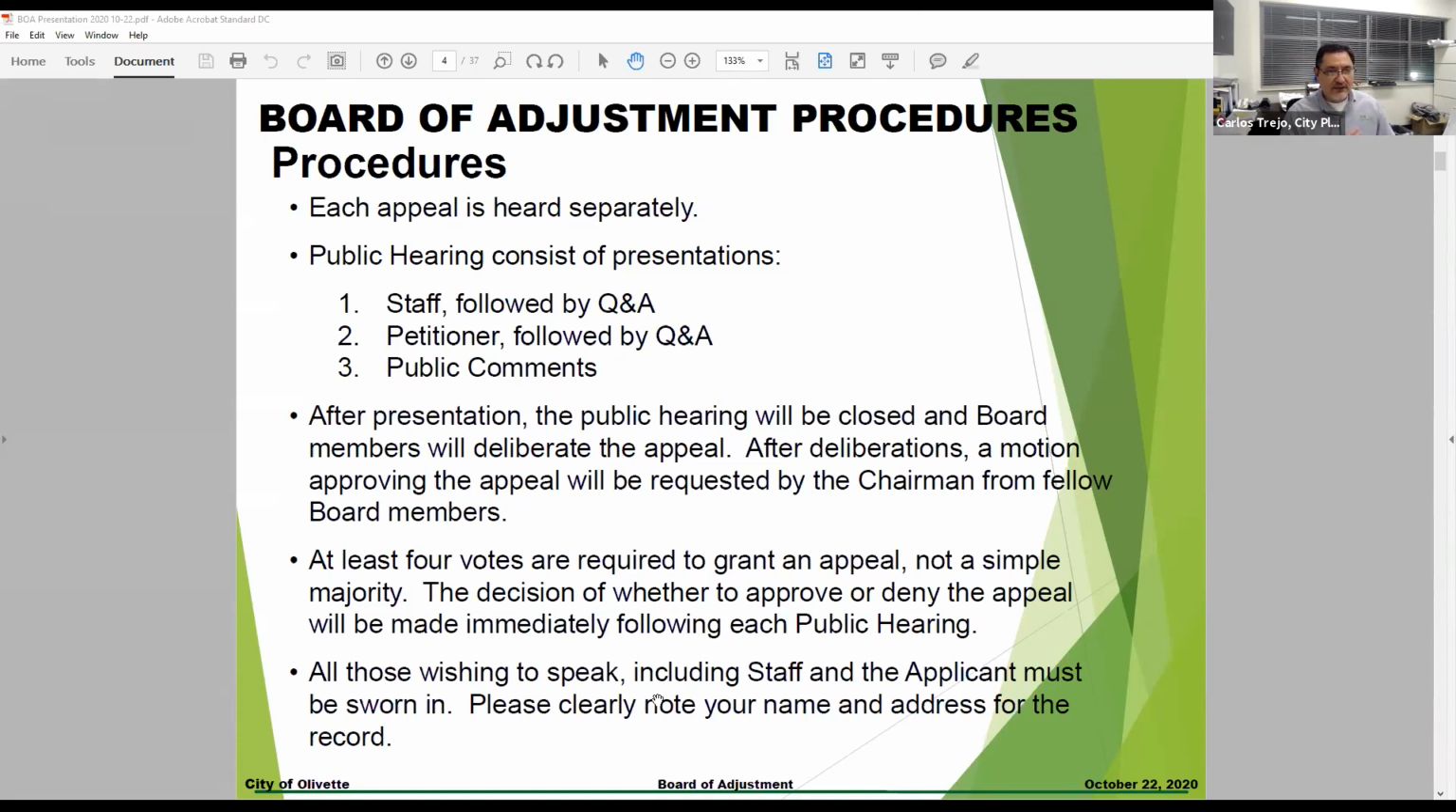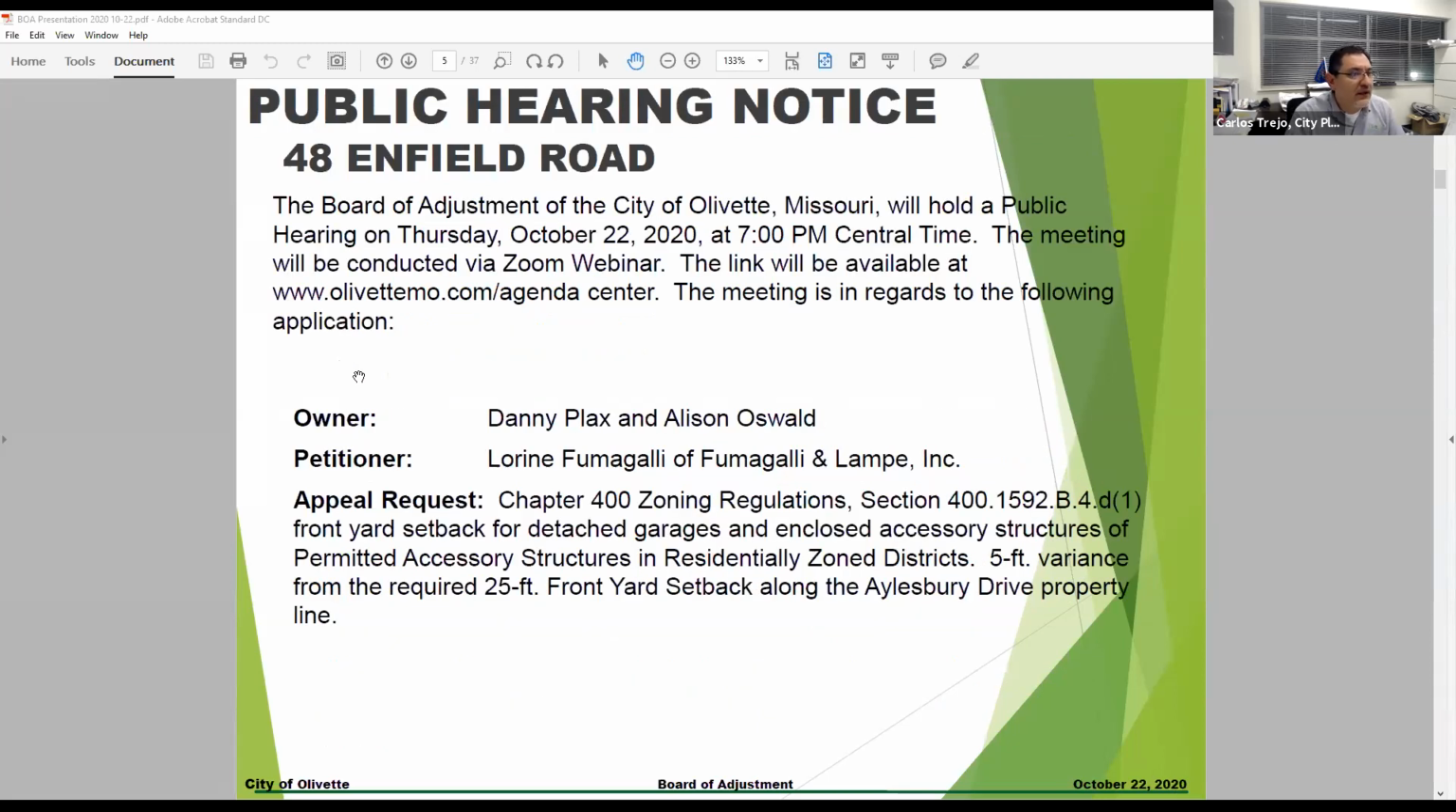Anyone wishing to speak, including myself and Jonathan, who are the staff, and the applicants, have to be sworn in, including those that would like to speak from the public side. So we ask when you are sworn in that you give your full name and your address for the record, and then go through the swearing in. So that's a quick summary on the process. Again, it looks like we have 7 attendees that are going to be looking to speak before the board. And if we're ready, Chairman, we can go ahead and proceed with the first public hearing. Okay. You're up, David.